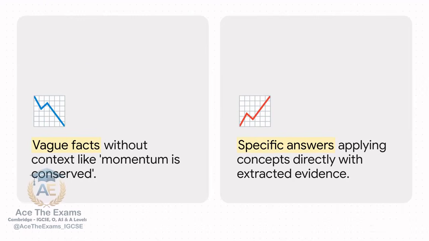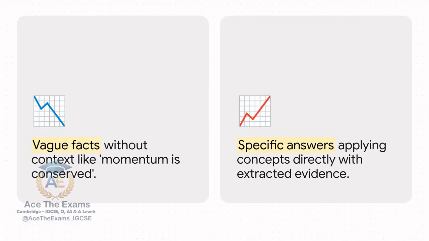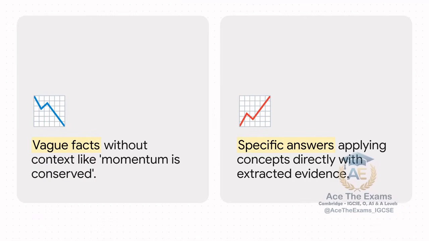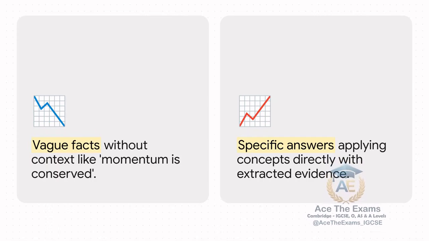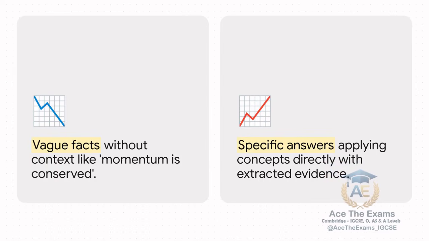Well, a flawed answer is usually super vague. It just lists facts without any context, lazily stating something like, "Oh, momentum is conserved." A top-band, specific answer, however, applies the concept directly. It states exactly which masses and velocities interact, and it evaluates the precise parameters of the collision provided in the prompt. That level of specificity is exactly what analytical depth looks like in practice.